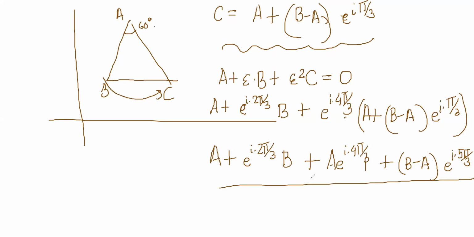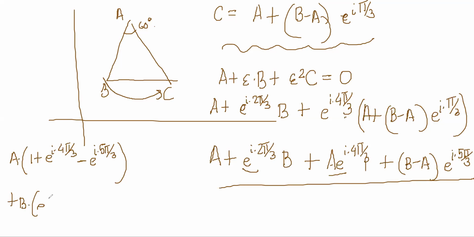So what do we have here? We have 3 terms, right? We have 1 plus e power i 4π/3, and we have minus e power i 5π/3. And you have e power i 2π/3, e power i 2π/3, plus e power i 5π/3, correct? This is what you have.